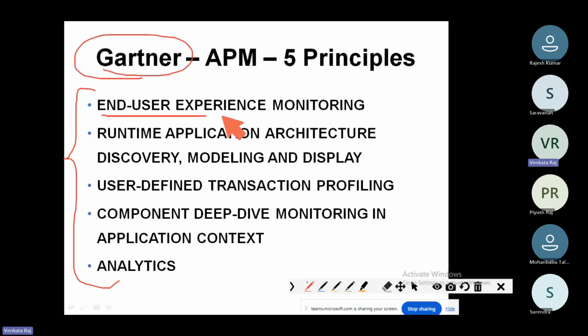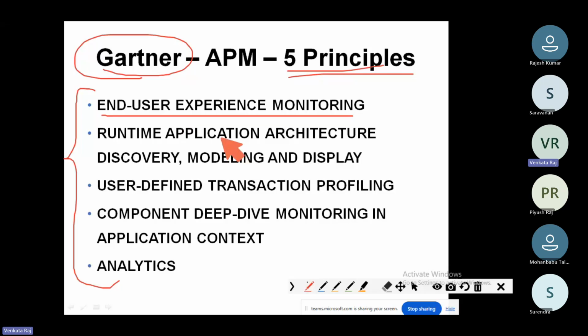End user experience monitoring. These are the 5 principles, guys, based on which Gartner evaluates the APM tools. They ask you this in interview questions also, guys: do you know what are the 5 principles of Gartner based on which they evaluate the APM tools? That is why I'm covering this.